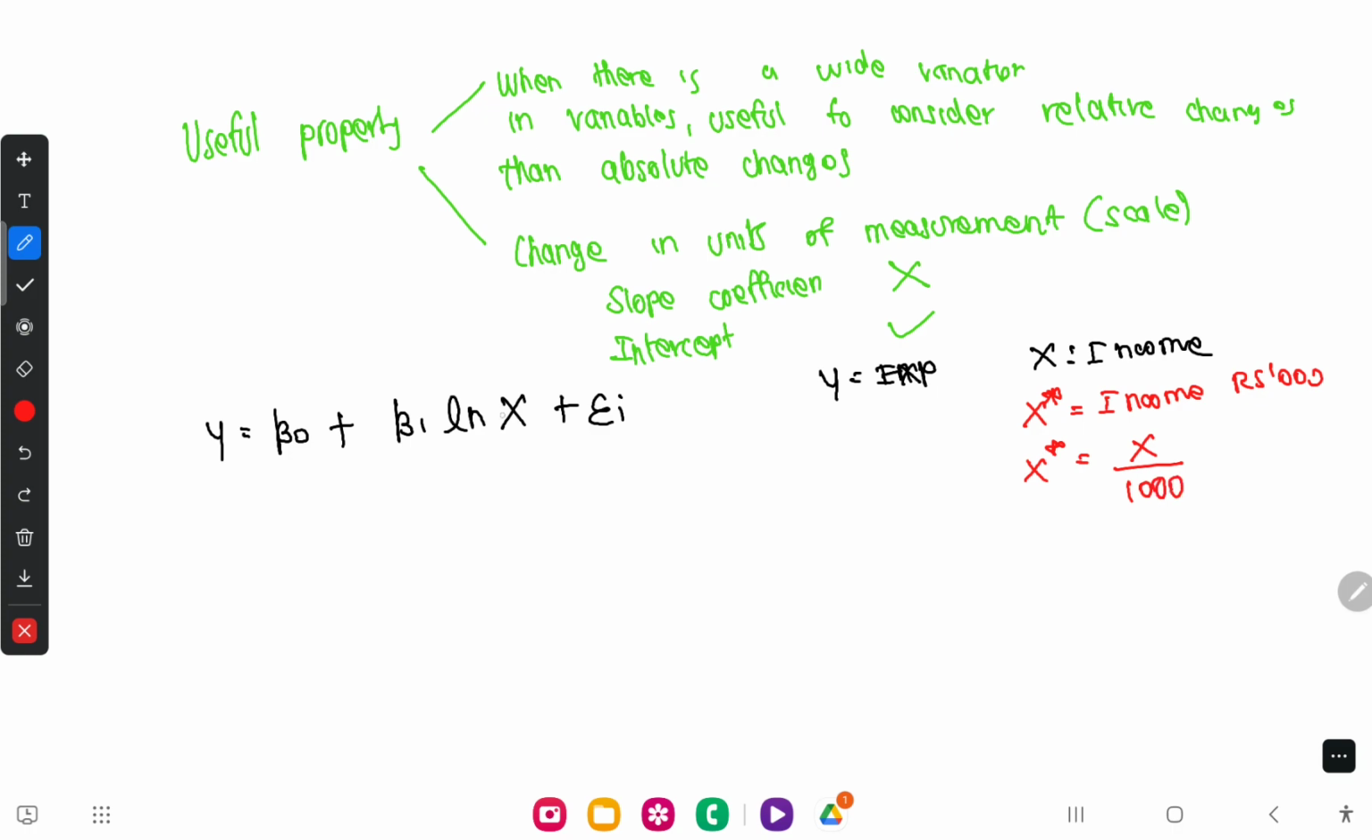So in this equation over here, I'm going to transform the equation, right? I want to put x star now. So let me write that first. y equals beta naught plus beta 1 ln x. I want to make everything thousands now, rounded up to thousands. So it's going to be my new equation.